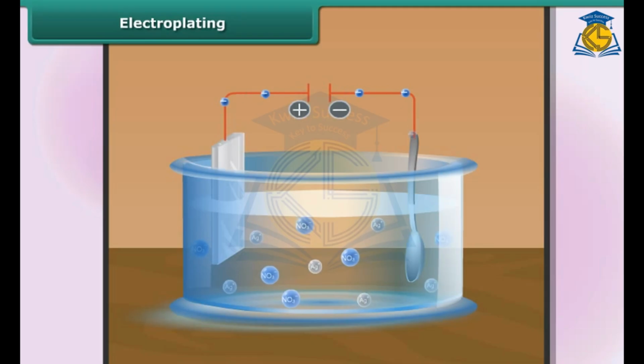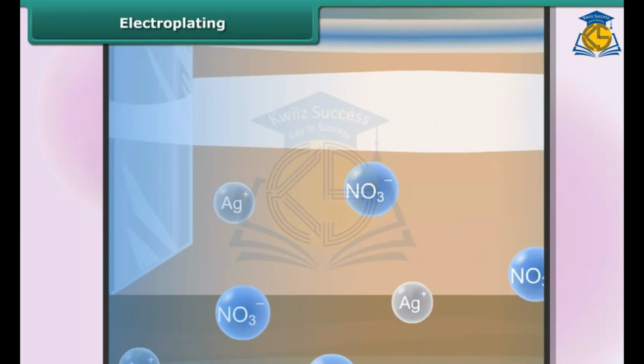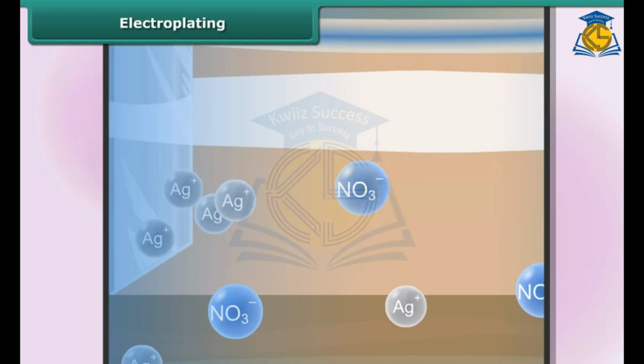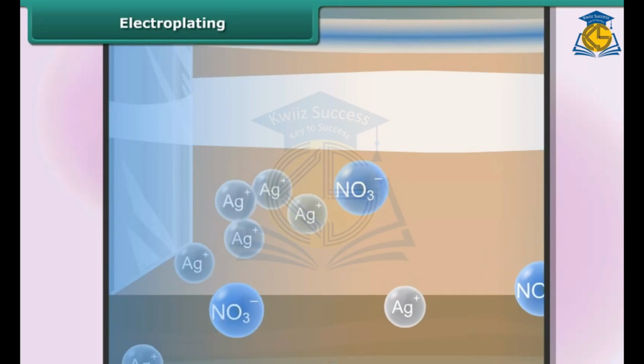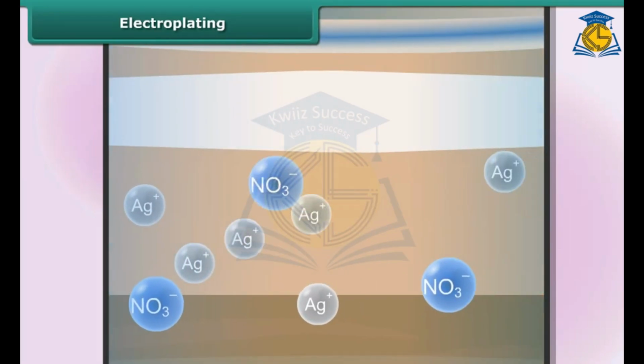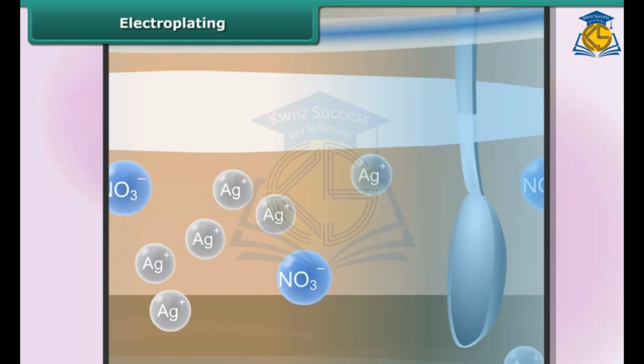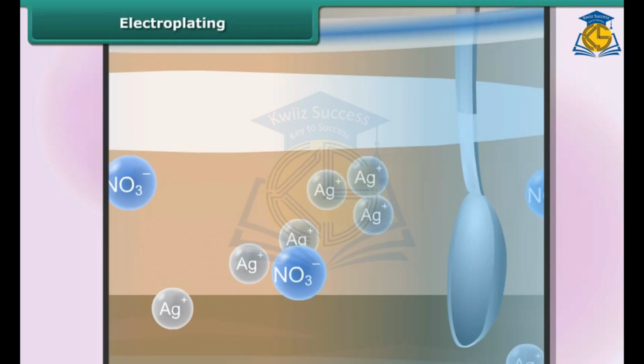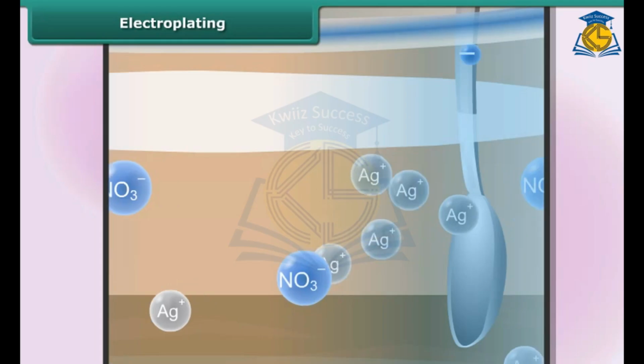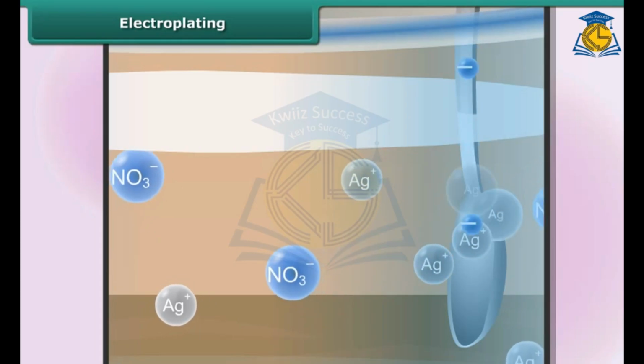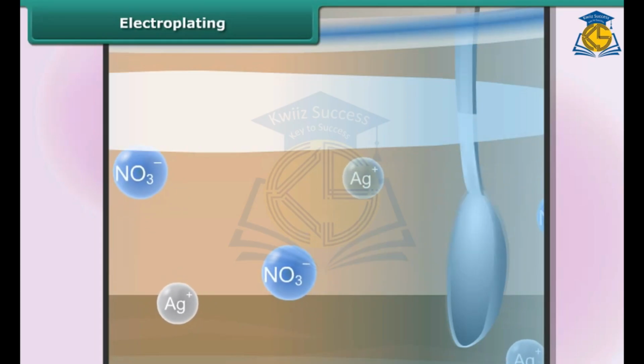As soon as electric current starts flowing through the solution, electrons begin to escape from the silver anode. This results in the formation of positively charged ions which separate from the anode and pass into the solution. There they migrate towards the cathode, attracted by its negative charge.